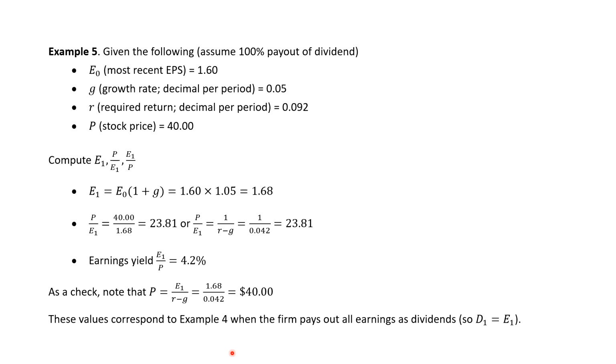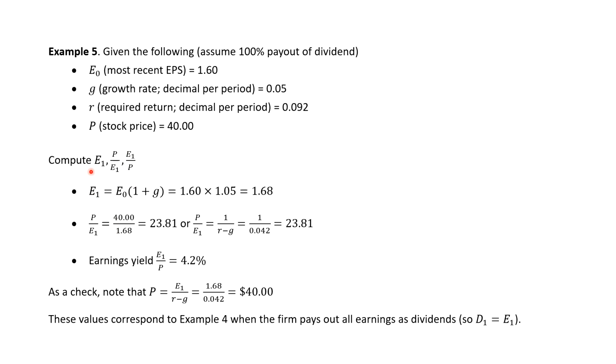I have an example here using some of the ideas from the previous slide. Given the following, assume 100% payout of dividends. E sub 0, the most recent EPS, equals $1.60. So this is the earnings per share. Then the growth rate is 0.05, the required rate of return is 0.092, in other words 9.2%, and the stock price is $40. We're asked to compute E1, the PE ratio, and then the EP ratio.